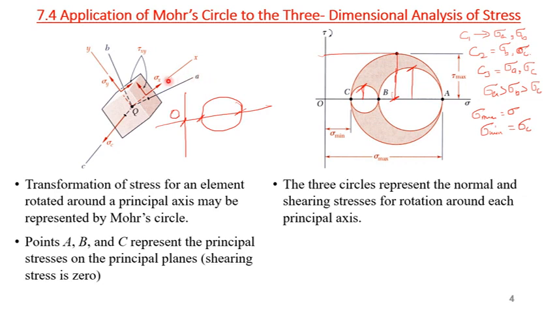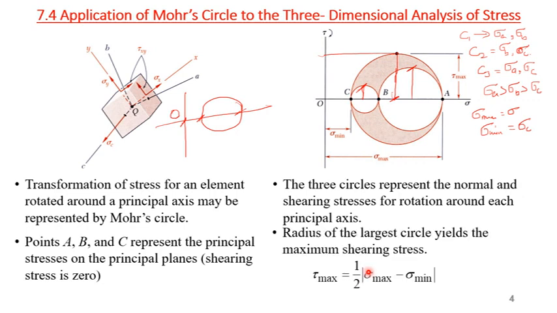Let's suppose I'm interested in the maximum shear stress between sigma A and sigma C. If I rotate this element 45 degrees, taking B as the axis of rotation, then at that orientation I will have the maximum shear stress, tau max, and that will be equal to the radius of circle AC. Now, the radius of the largest circle, tau max, is what? Tau max is one half of sigma max minus sigma minimum. So this is the 3D case.